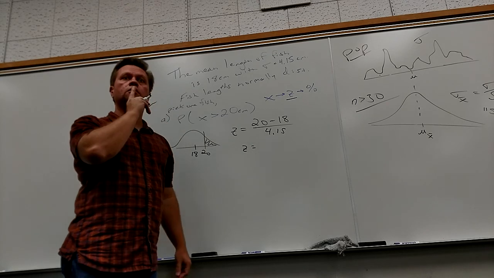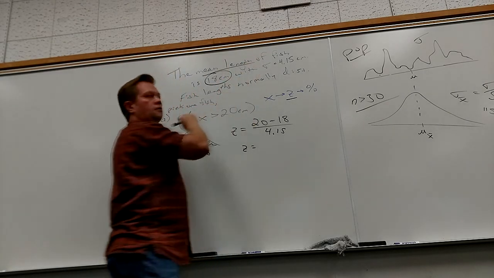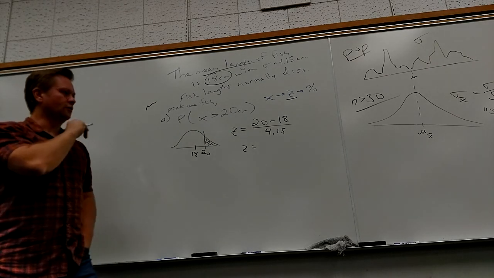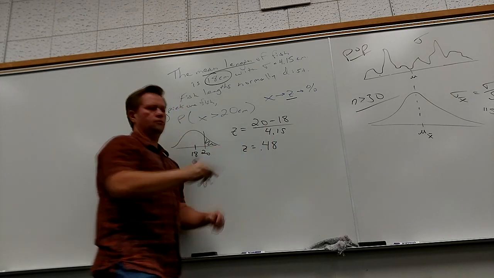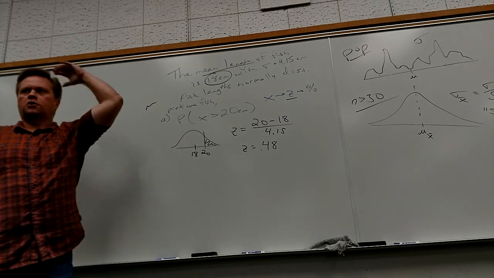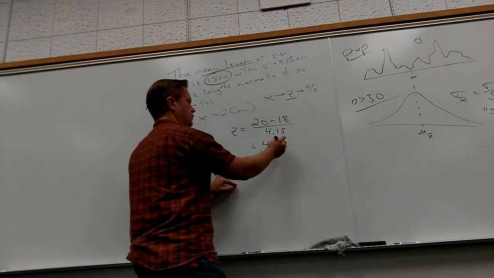Sorry? Where'd you get 18 from? What do you get? I'm sorry? 0.48? 0.48. And why do I take it to two places? The chart only goes two places. A lot of people make a mistake and they don't. What did you say?